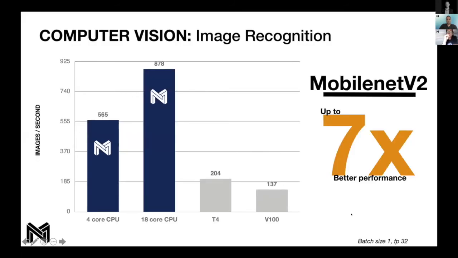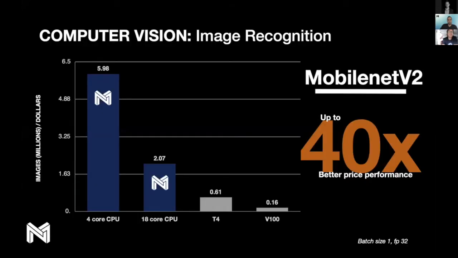Let's look at another model. This is MobileNet V2. So raw performance, this is a much more structurally sparse model. You'll see we do great on batch size one as compared to the two options for GPUs, and then not surprisingly, that performance is multiplied when we think about it from price performance. It's up to 40x better. And this is on batch size one, all of which we'd expect, right?